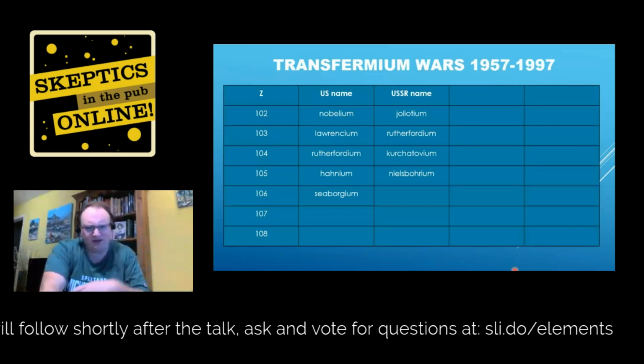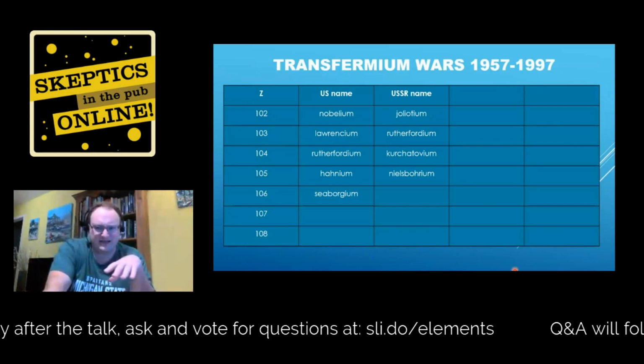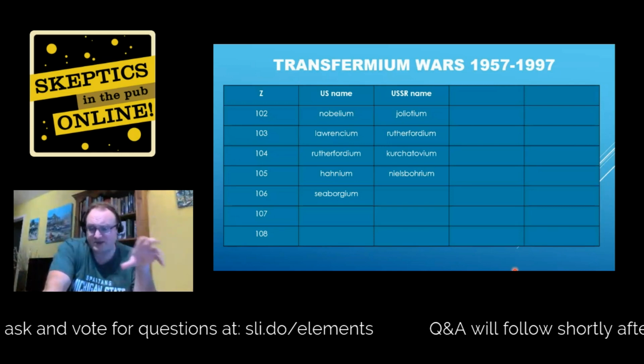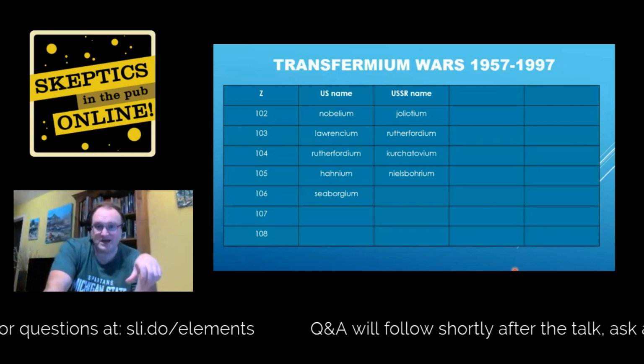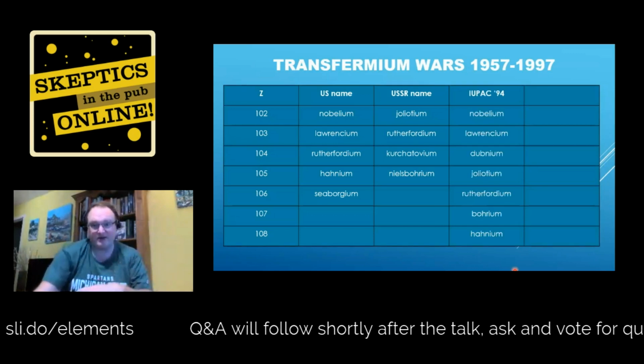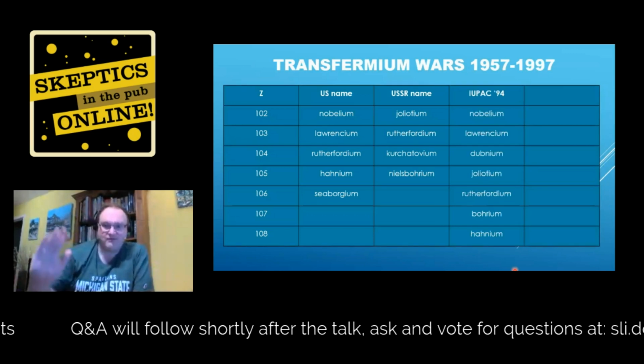And so the US started calling their own name. And everything got chaotic. IUPAC, chemistry's governing body, tried to sort this out. In the early 90s, they came up with a list. In 1994, they rearranged the elements as this.